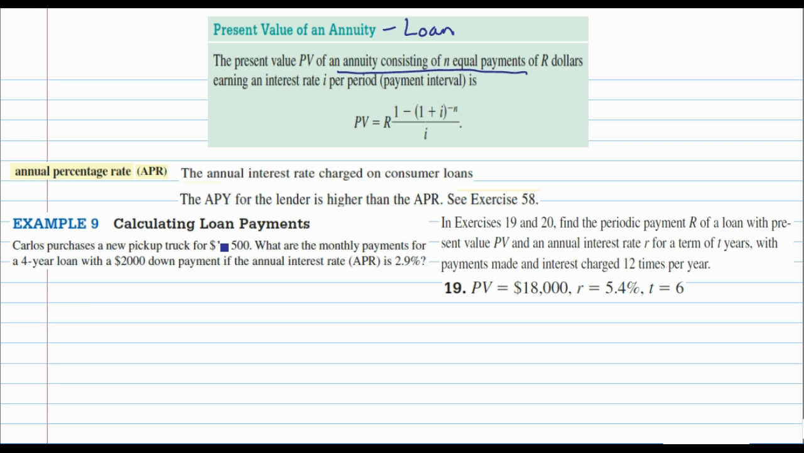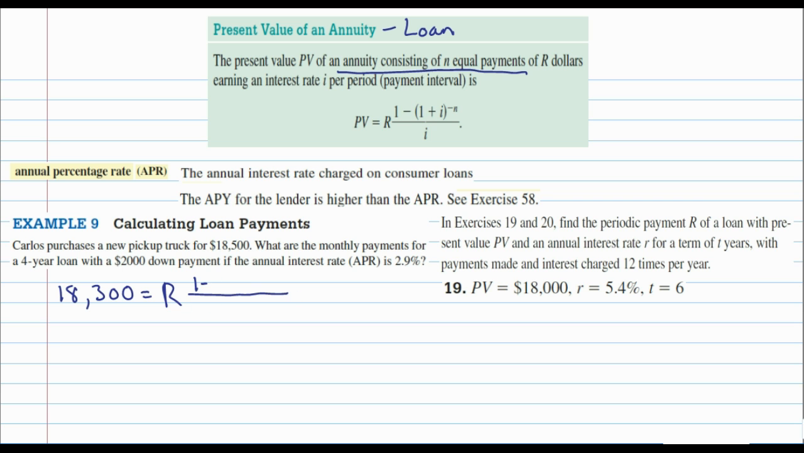So this $18,500 is not the amount he's borrowing. He's actually only going to borrow $18,300. So that's his PV. That's his loan value. That's how much he needs right now. $18,300. R are his monthly payments. We're trying to solve for that.